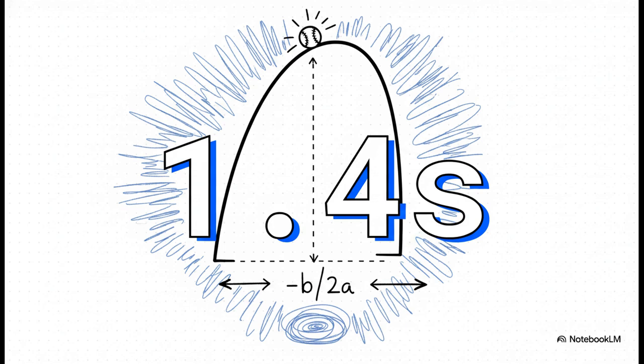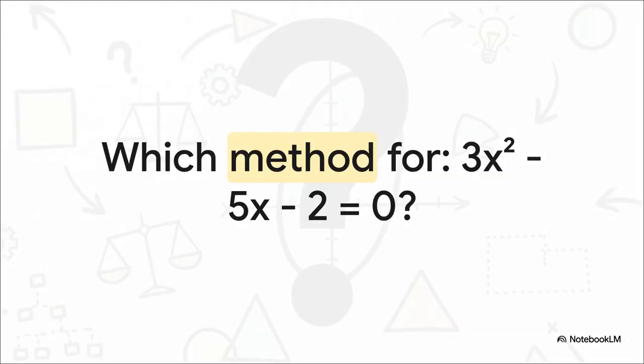That instantly determines that the ball reaches its absolute highest point 1.4 seconds after it leaves the hand. This is exactly why knowing how to find the axis of symmetry is so incredibly powerful. It doesn't just help you draw a curve, it tells you exactly when a projectile maxes out its journey in the real world. As we wrap up this explainer, I want to leave you with a question to chew on.